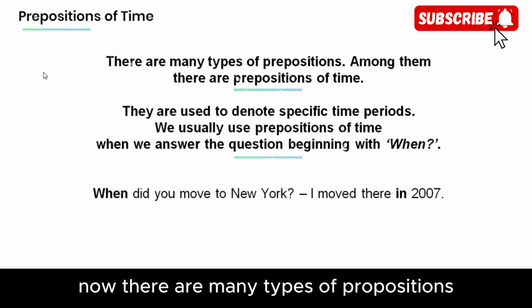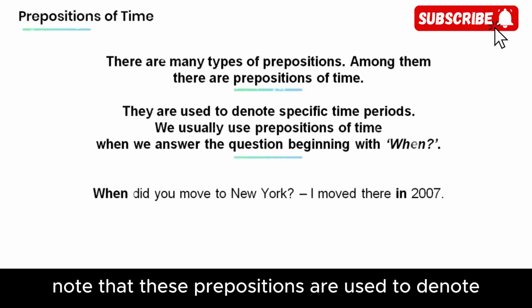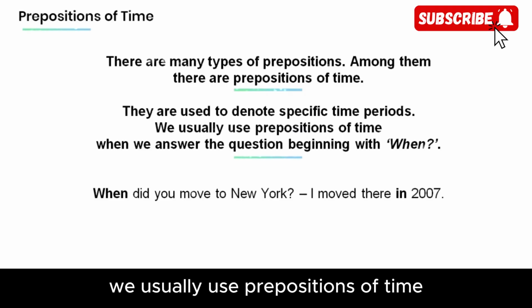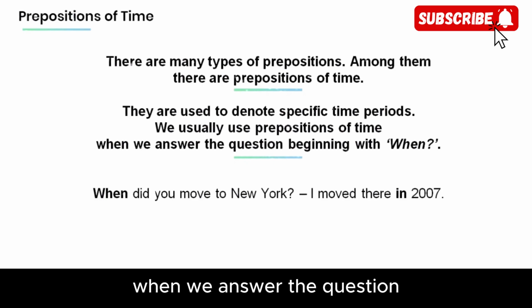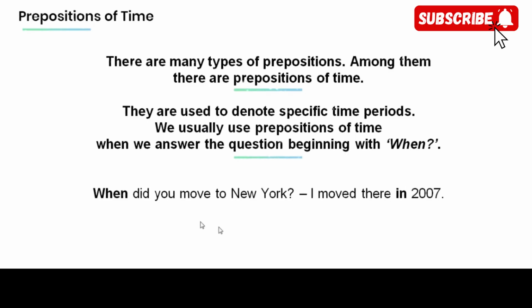Now there are many types of prepositions, and among them are prepositions of time. Note that these prepositions are used to denote specific time periods. Now we usually use prepositions of time when we answer the question beginning with when. Have a look at the example below.